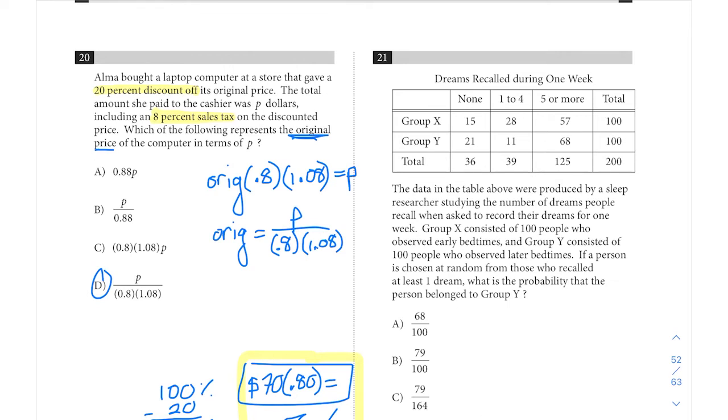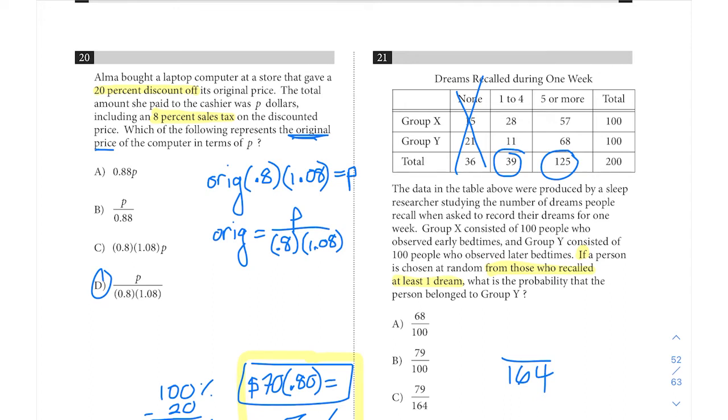Okay, so key factors here. When they say if a person is chosen at random from those who recalled at least one dream, that means that we are not looking at this group at all, because that group that did not recall any dreams is not part of the group that they're giving us the condition for. The condition is for only those who recalled at least one dream, which means it is going to include both of those pieces. So if we do 39 plus 125, it's going to be out of a total of 164 when we add those together.